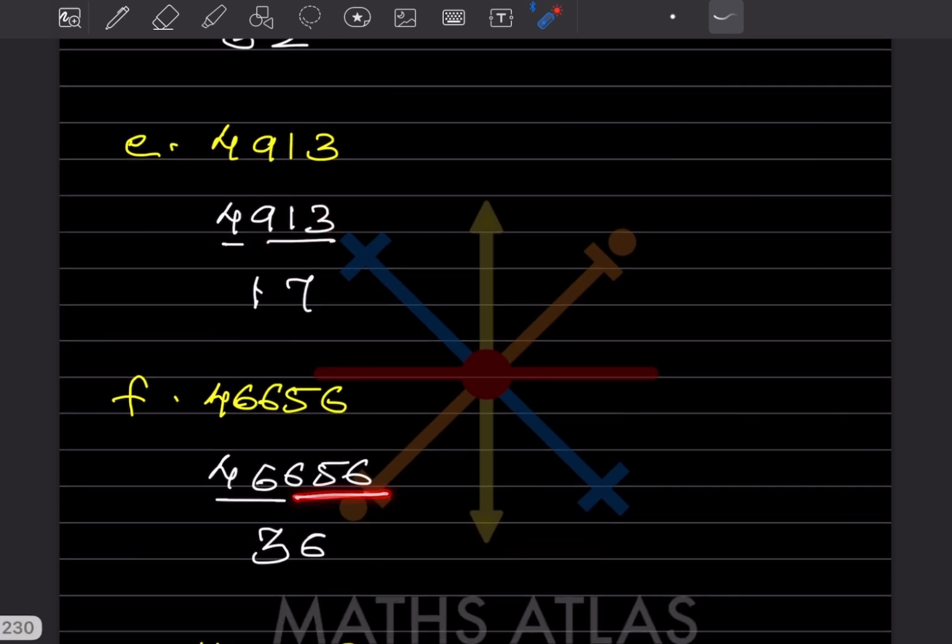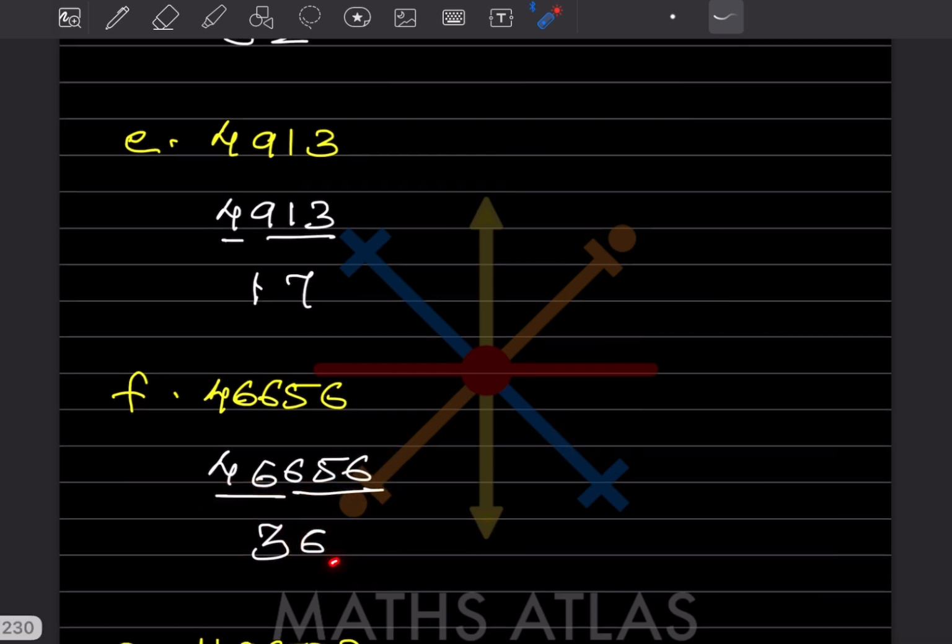Again, for this is 6. So 6 into 6 into 6, that will be 216. So 6 here. For this one will be 27. If we take 4 cube, that is going to be 64, which is a bigger number. So that will be 3 cube. So this will be 3. So that will be 36.